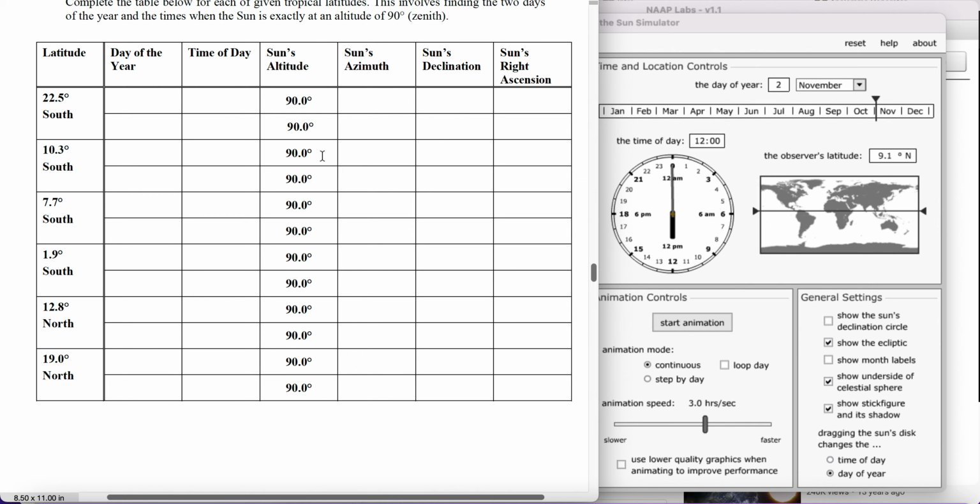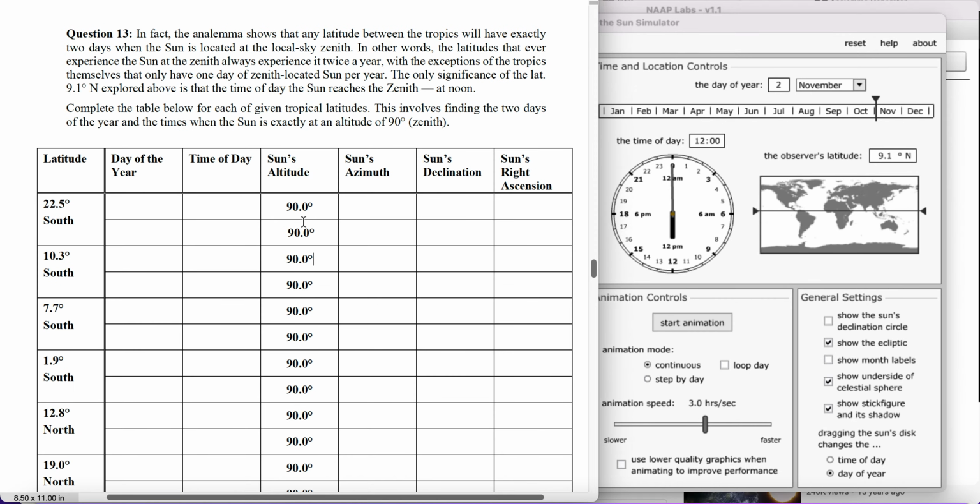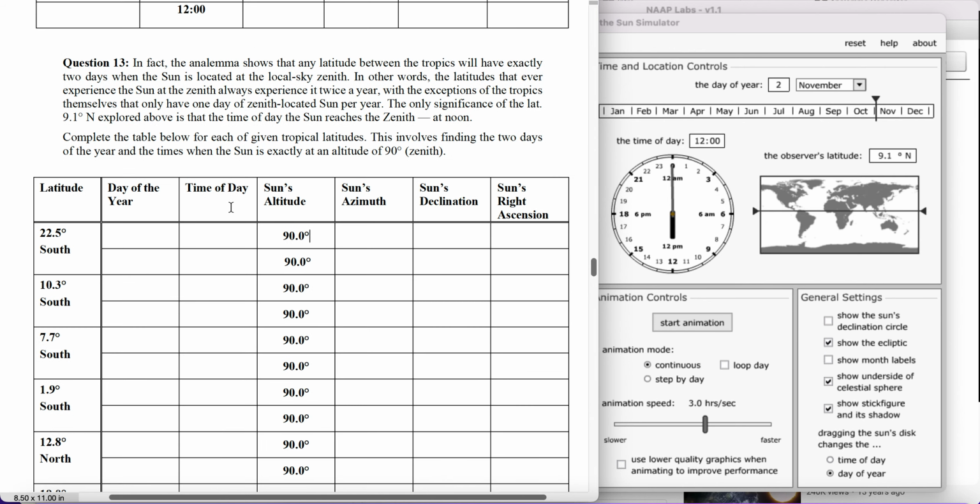Now, we're not going to be able to get it exactly because it's not exactly 9.1. It's 9.1, and then there's a certain number of arc minutes and arc seconds to get the exact latitude where you have that point on Earth where the sun passes through the zenith at noon twice a year. But at all these other points, you will be able to get the sun to hit exactly 90 degrees, but at different times of the day. So that's what you're going to have to control here. Let me just show you one so that you can make some sense of this.